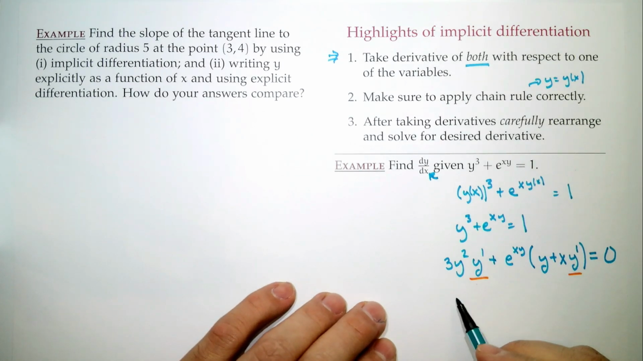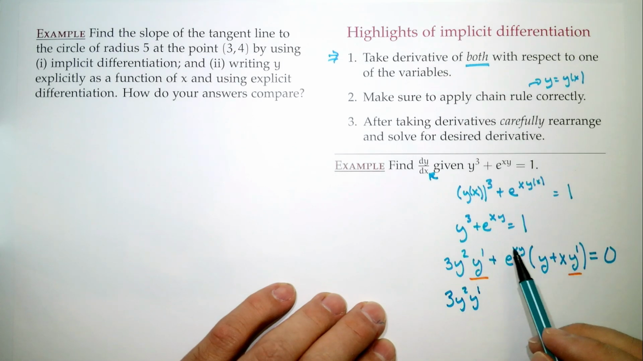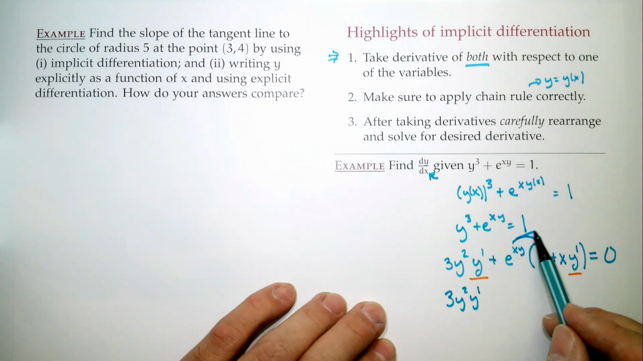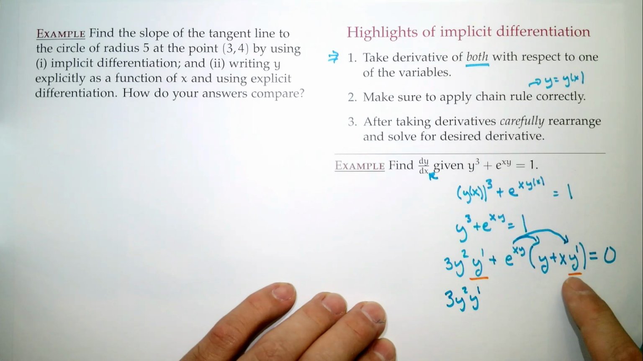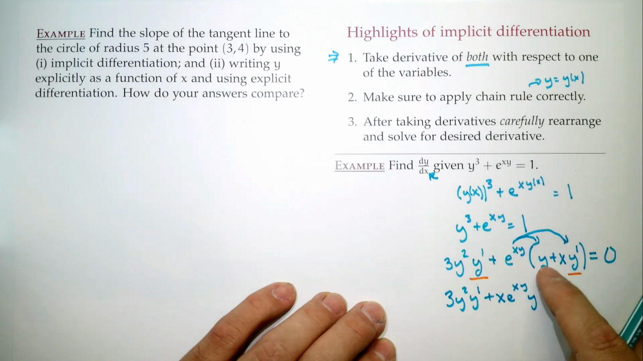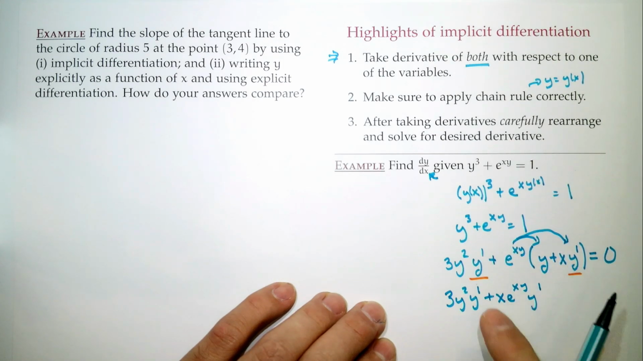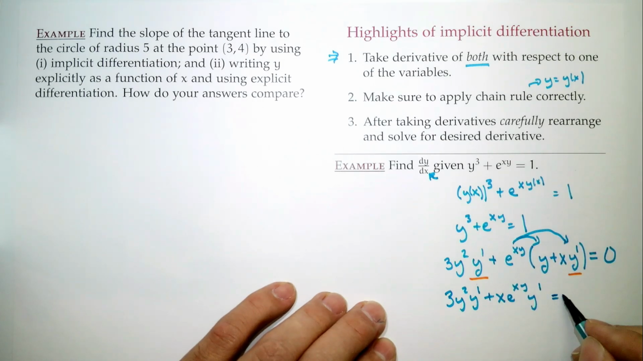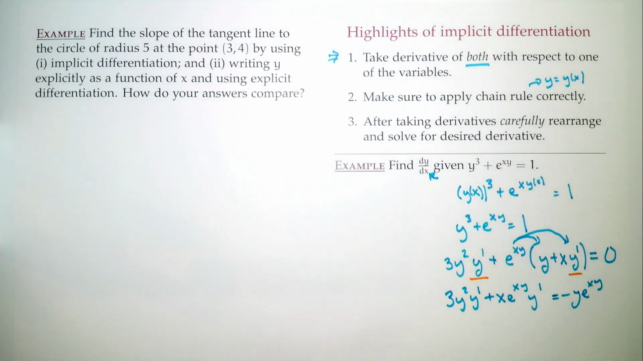So let's see, what would we have? Well, if we keep the y primes on the left, 3y squared y prime, then remember that this e to the xy will distribute through. So I just want the part with the y prime. So plus x e to the xy, y prime. Now there's still an e to the xy times y. That doesn't have any y prime, so that's going to move across. So that'll equal negative y e to the xy. So everything with the y prime to one side, everything without a y prime to the other side.